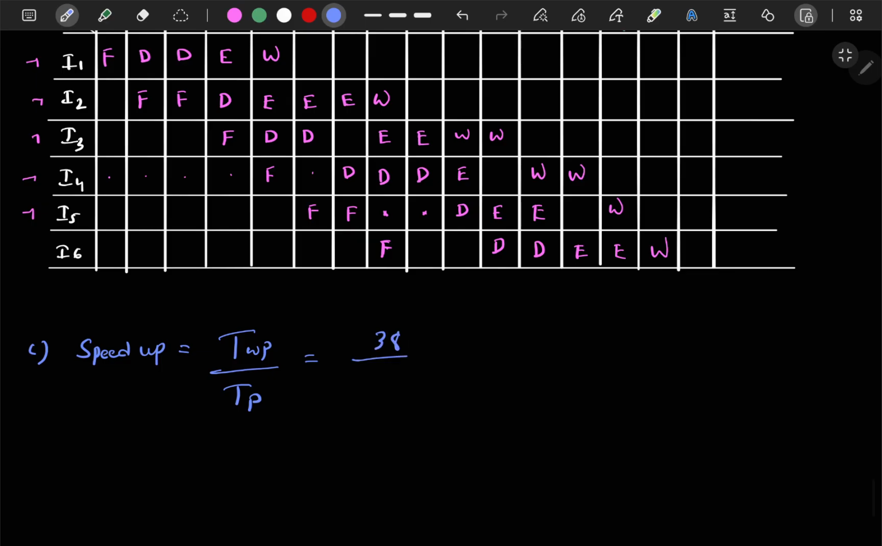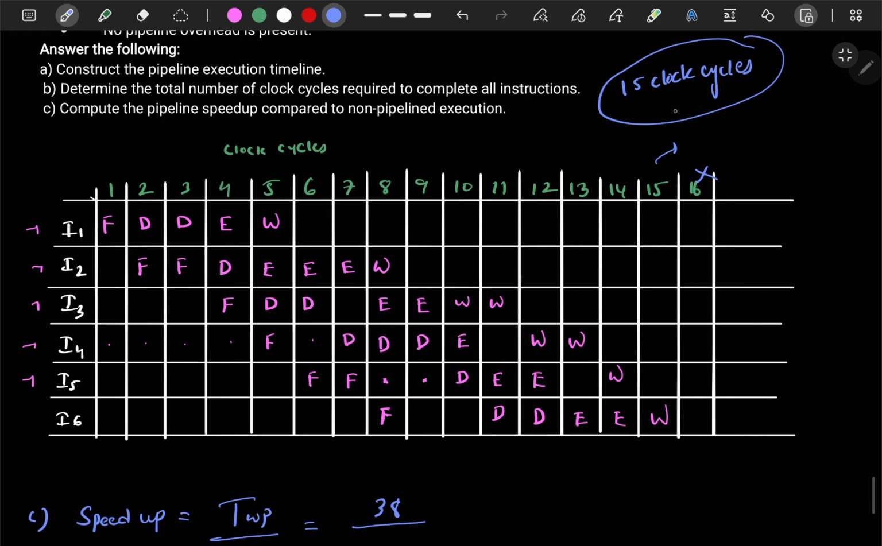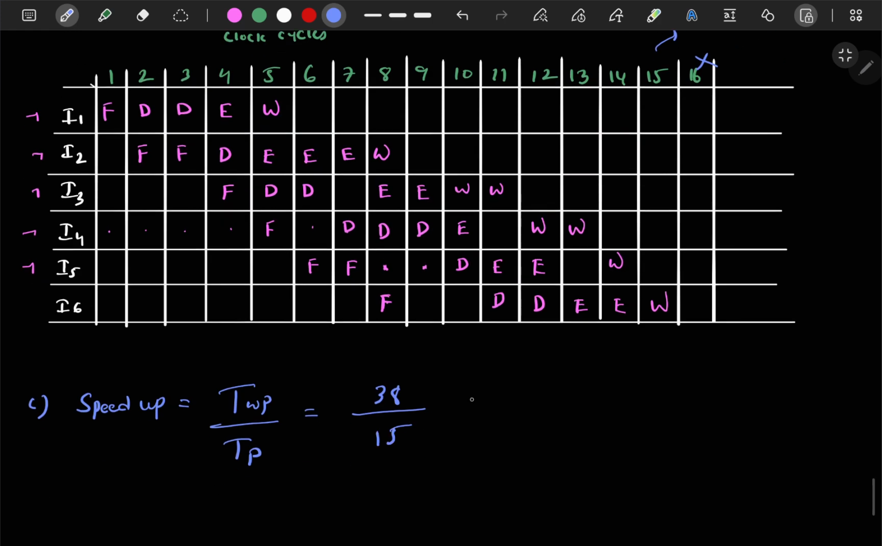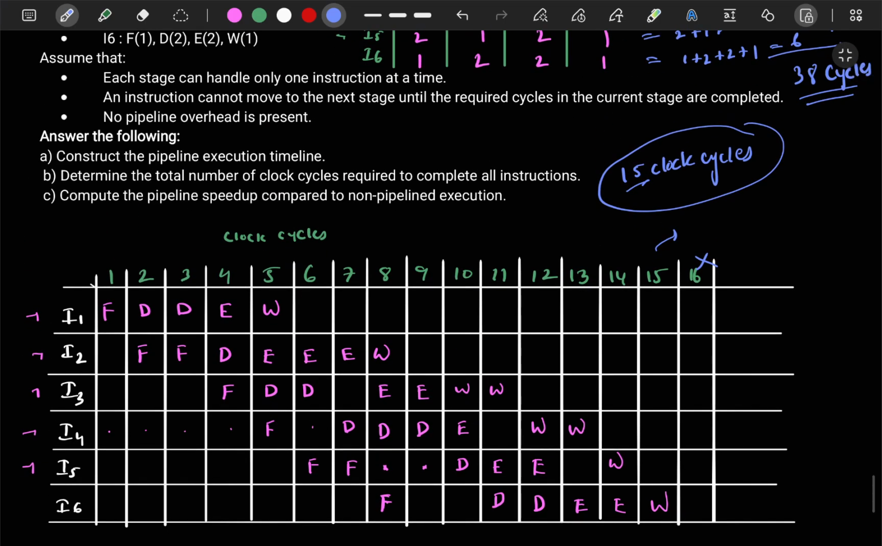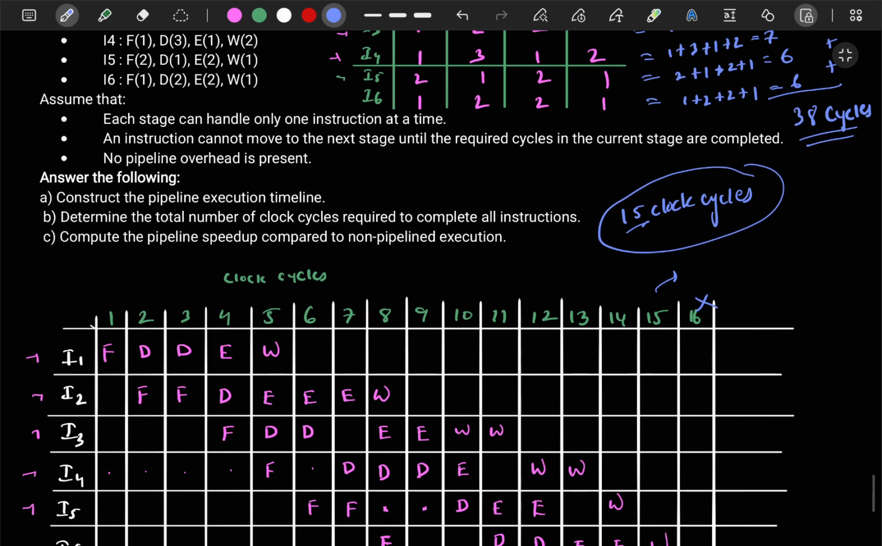So 38. And with pipelining, what is the delay? We had already calculated it: with pipelining we got 15 clock cycles. So you just write 15. What would be the answer? It is equivalent to 2.53. You can do the math. This is the answer. So this is how you solve this kind of question. This question might be lengthy, but it is one of the easiest ones. Try to solve it 2-3 times, and you will get it.